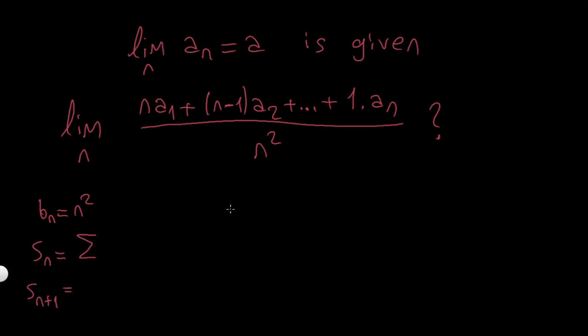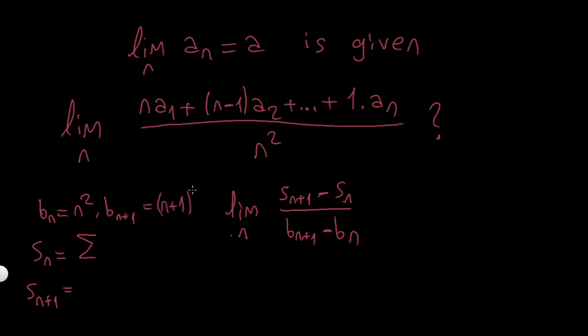Because for this theorem, we need to check if this limit exists: limit as n goes to infinity of Sn plus 1 minus Sn over Bn plus 1 minus Bn. We know that if this limit exists, it's equal to the limit of Sn over Bn, which is our question. So Bn is n squared, and Bn plus 1 is just going to be n plus 1 squared. For Sn, I'm just going to say it's this thing.